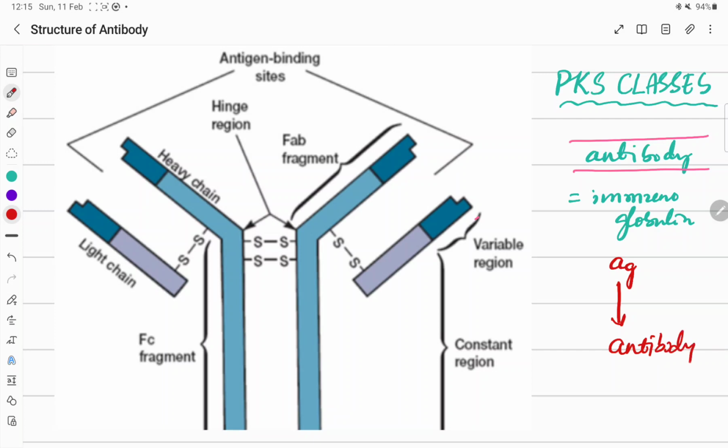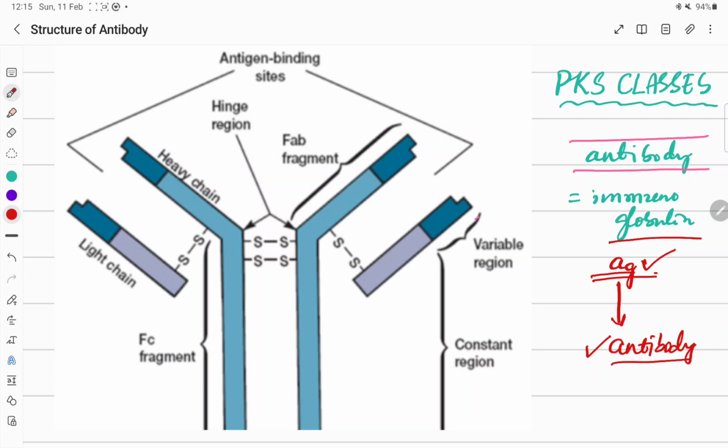So antibodies protect our body from antigens or foreign substances. These antibodies help in eliminating the antigens from our body. There will be an antigen-antibody reaction in which the antibody will eliminate the antigen. And these antibodies are also called immunoglobulins.